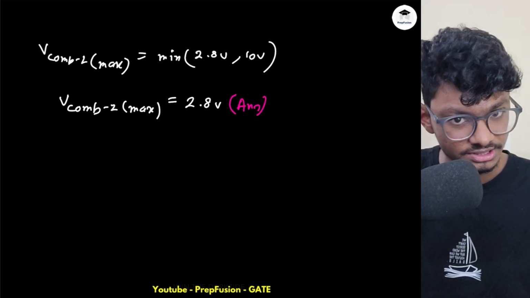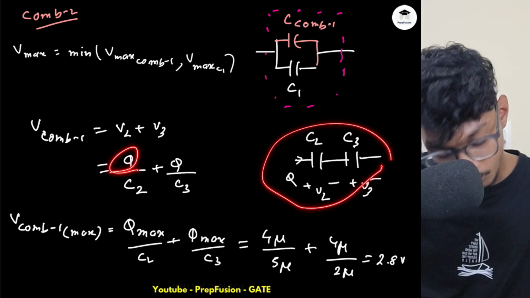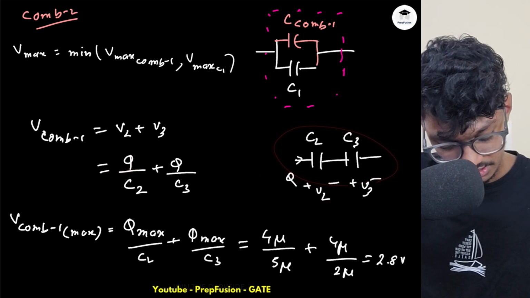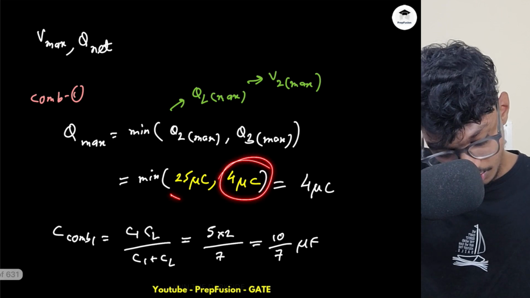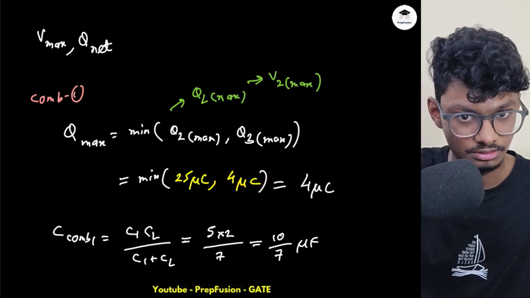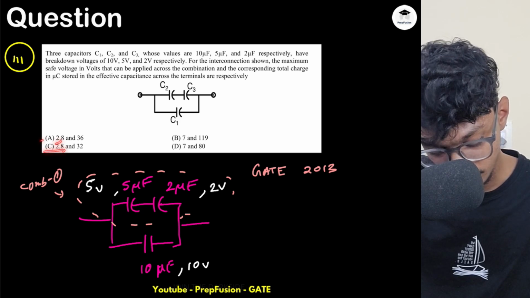If I apply some voltage above this, what will happen? More charge will flow, and that will actually damage the capacitor. Which capacitor will it damage? It will damage the C3 capacitor, right? Because C3 has the lowest charge that it can flow. So C3 will get damaged. So this is the maximum potential that I can apply, that is 2.8 volts.